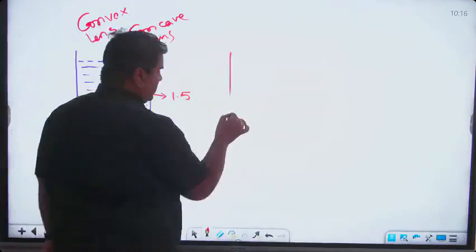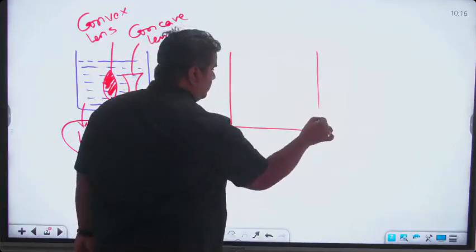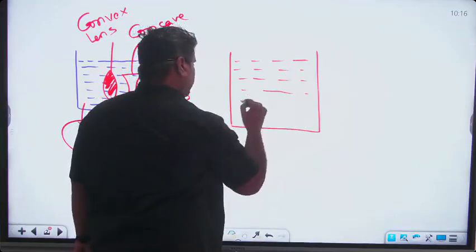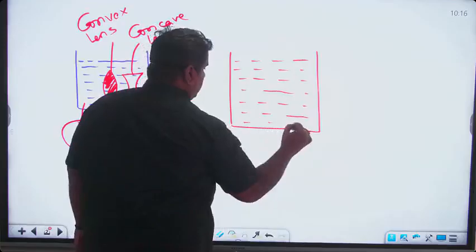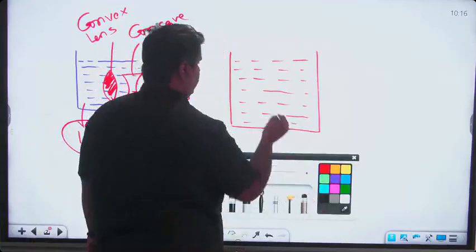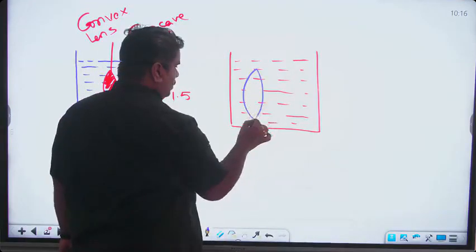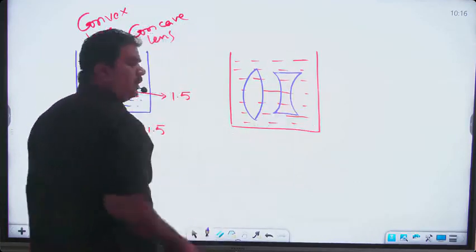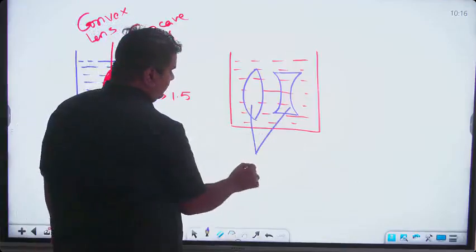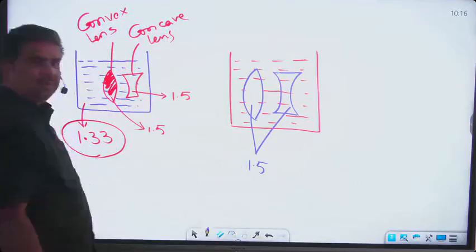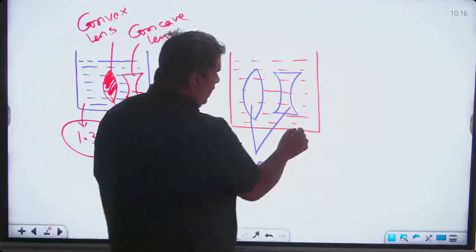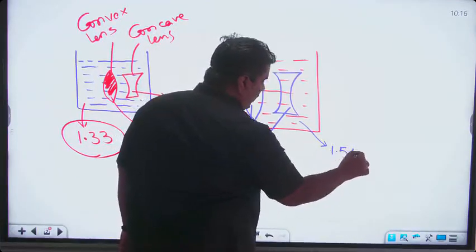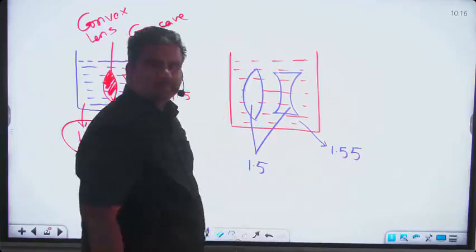Then at the same time, suppose that you take a particular beaker which is having some amount of liquid again. Now here in this particular case, you are placing a convex lens, at the same time you are placing a concave lens here. So, as it is a lens, we know that the refractive index of this one is equal to 1.5. Now suppose that this particular liquid is having a refractive index of 1.55. What is the material?